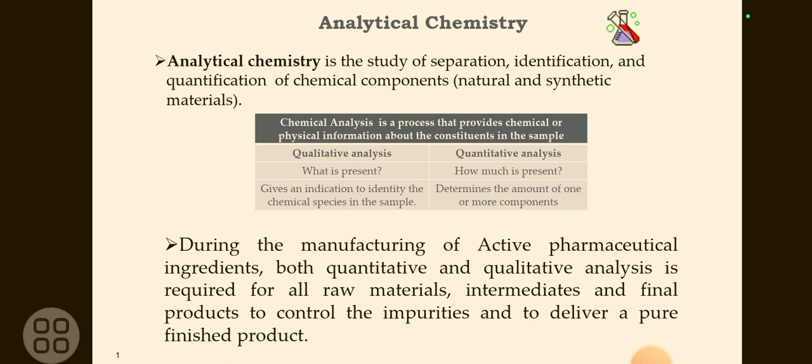Here I want to add one more point. During the manufacturing of active pharmaceutical ingredients, both qualitative and quantitative tests are very important for all types of materials. As I explained in my previous presentation, different types of materials are available in the API pharmaceutical industry, like raw materials, intermediates, final products, final drug substances, etc. In all these components, we have to do these two types of analysis: qualitatively we will do some tests, and quantitatively some tests we have to analyze. I hope everybody has understood what analytical chemistry is and what type of analysis we will do.